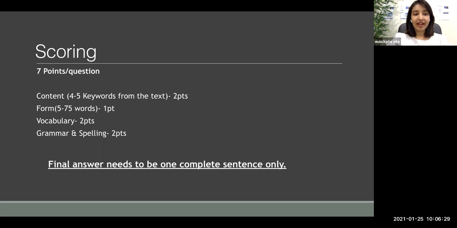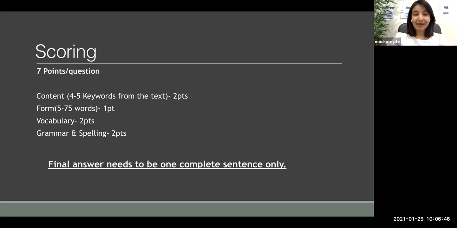Now, the second factor is form. Form means the structure of your answer. And this is also the most important rule in this particular task. You're reading a passage which is around 200 to 300 words, and you're supposed to write the summary of the passage in a single sentence.